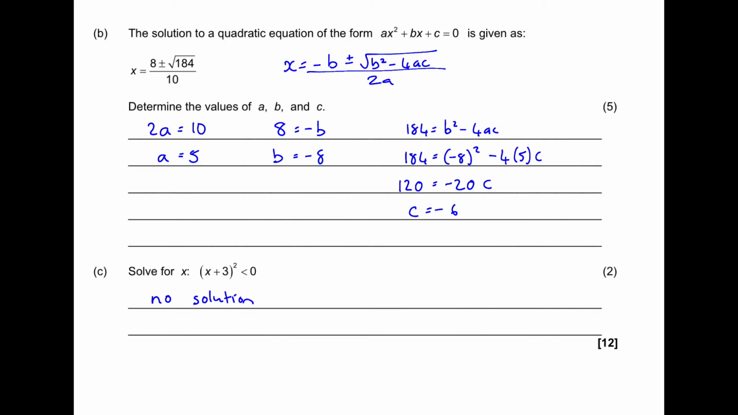On the left-hand side, you've got a value that is squared. Now, you should know that if you square any number, the smallest value of that square is 0. For example, in this case, if x was negative 3, then negative 3 plus 3 is 0, squared is 0. But if x was any other value, you're always going to get a positive number. And this is telling us that it must be less than 0. So in other words, there is no solution.